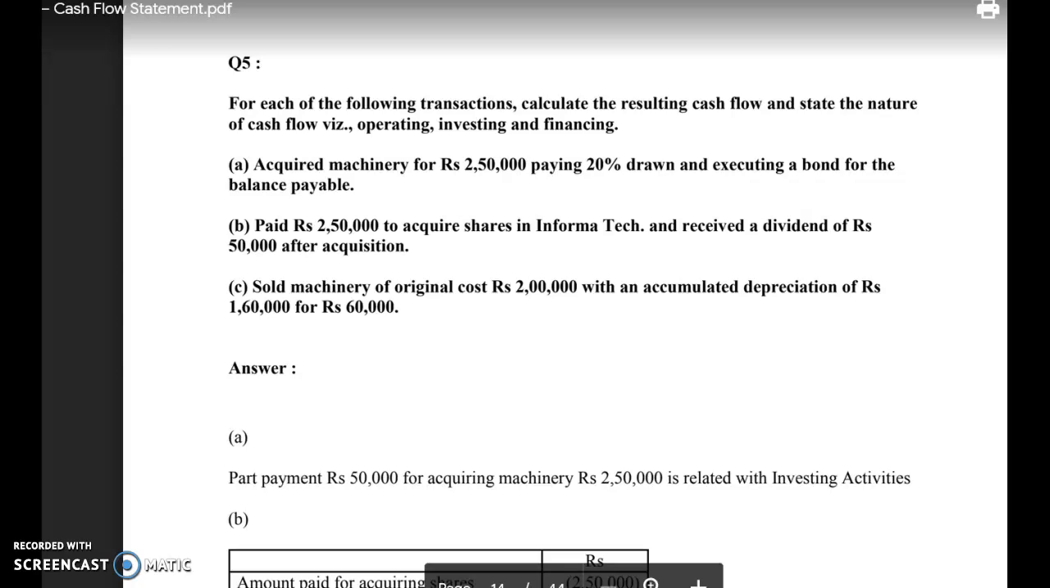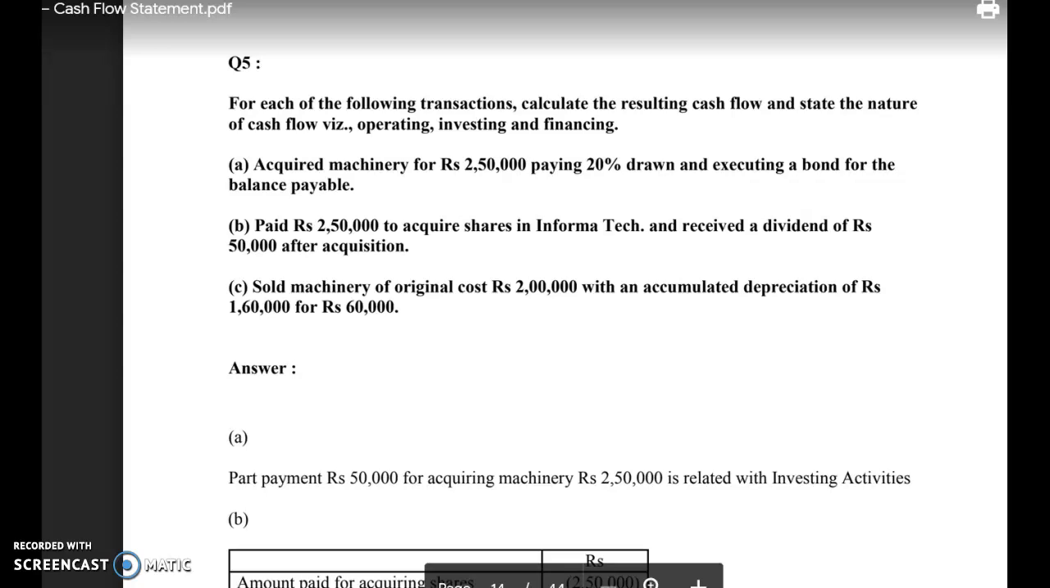It is immaterial how much we paid in cash and how much we accepted as bills payable. Here we just have to see what the nature of this is. The nature is that it is an investing activity, and the second thing is whether it is inflow or outflow. It is an outflow because it is a purchase of machinery.